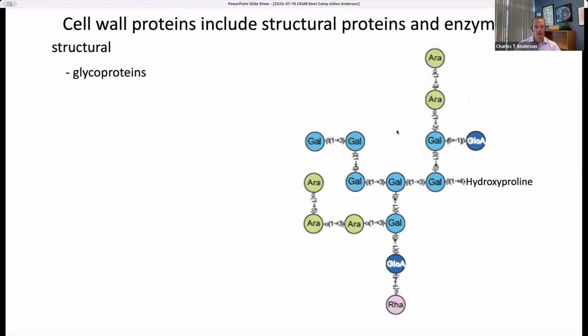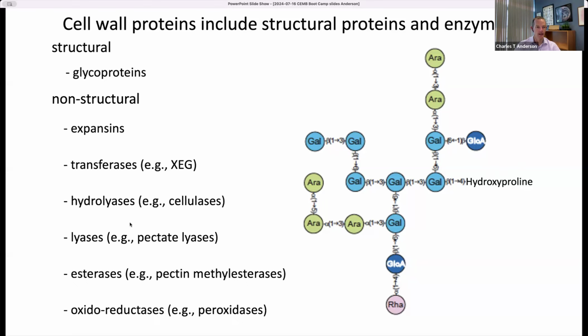Okay, so cell wall proteins can include structural proteins like glycoproteins that I mentioned, and also enzymes. So glycoproteins have complex sugar moieties that are linked to hydroxyproline residues that are part of the amino acid sequence of the protein. And then we can also have non-structural proteins, things like expansins, which my colleague in the CMB here at Penn State, Daniel Cosgrove, has studied for quite some time. We can have transferase enzymes that actually cleave and relink sugars or polymers back together, hydrolases, lyases, esterases, and oxidoreductases.